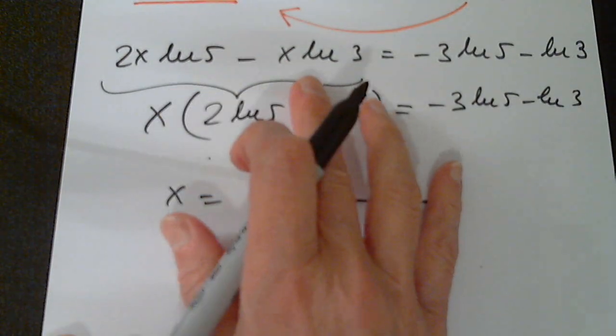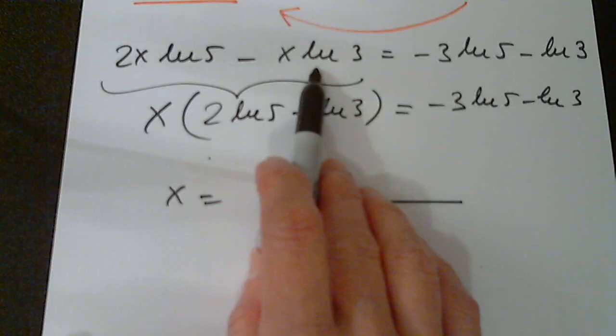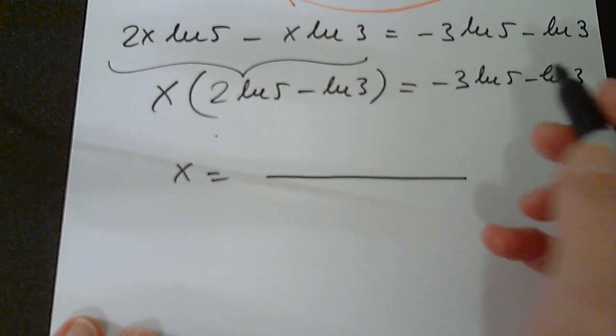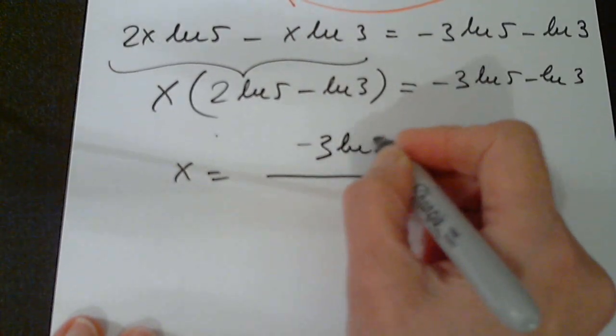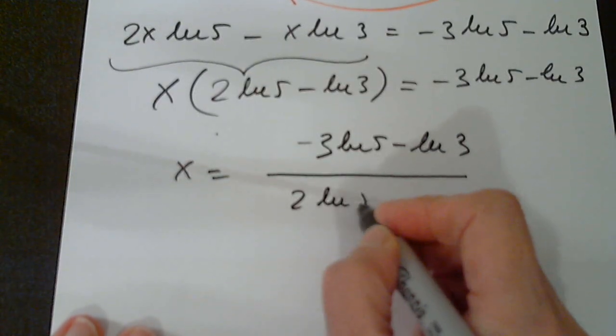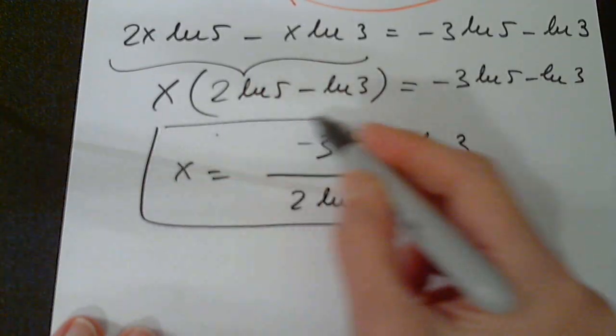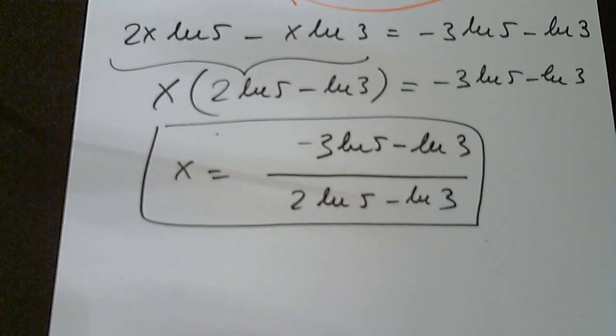But I can never divide by the variable. I'm not saying that you said that, but I can never divide by the variable. So negative 3 natural log 5 minus natural log 3 over all this. And do not try to simplify anything. It's impossible. We cannot simplify terms.